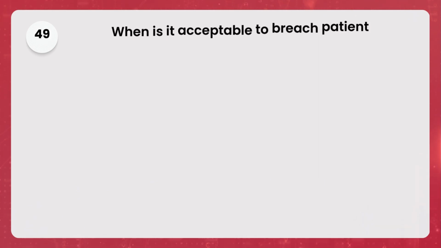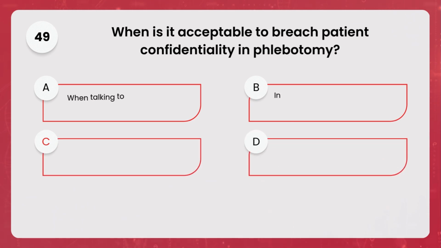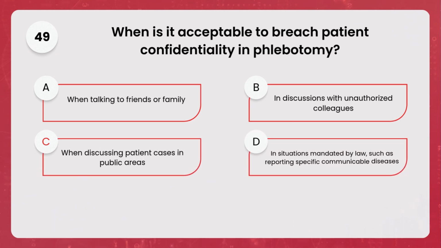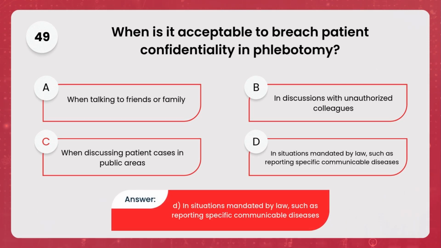Number 49. When is it acceptable to breach patient confidentiality in phlebotomy? A. When talking to friends or family. B. In discussions with unauthorized colleagues. C. When discussing patient cases in public areas. Or D. In situations mandated by law, such as reporting specific communicable diseases. The answer is D. In situations mandated by law, such as reporting specific communicable diseases.